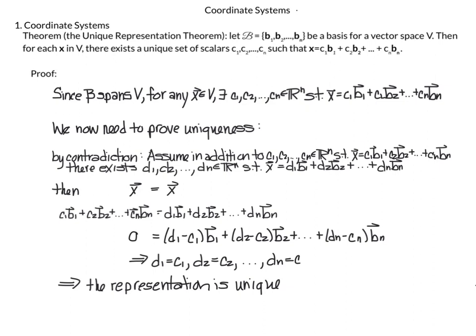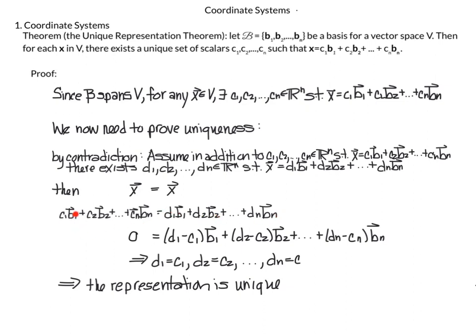Now we have that both of these x's must equal each other, so we can set the linear combination with the c scalars and the linear combination with the d scalars equal. Remember that these vectors, b1, b2, bn, are linearly independent, and that's important because the only way you're going to get b1 is with the c1 and d1. You're not going to get b1 by combining these other vectors here.